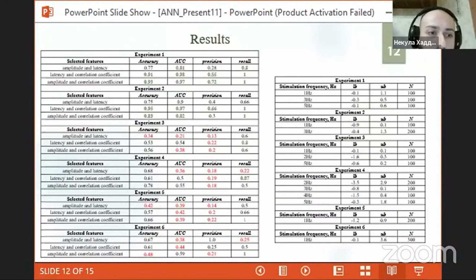In this slide, the results of our study are presented. In the right table, the most convenient wavelet parameters are shown, while in the left table, classification results using artificial neural networks are shown, where different sets of parameters were used: either amplitude and latency, or latency and correlation coefficient, or amplitude and correlation coefficient. As you can see, the best results are indicated by green color and the worst results by red color.